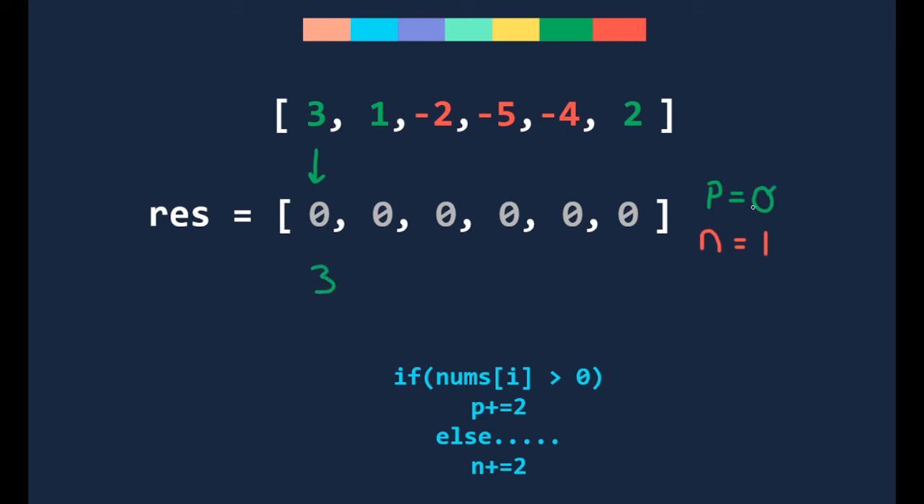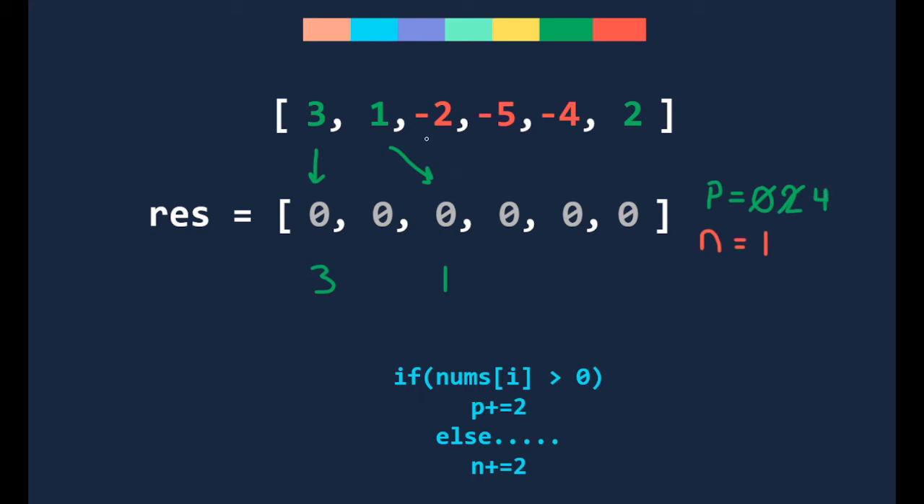So now P is going to be equal to 2. Now we go to our second number. We have a 1, which is greater than 0. So we're going to look for our P index, which is 2. So this is going to go into the second index. And so 1 will be here. We want to increase P to 4.